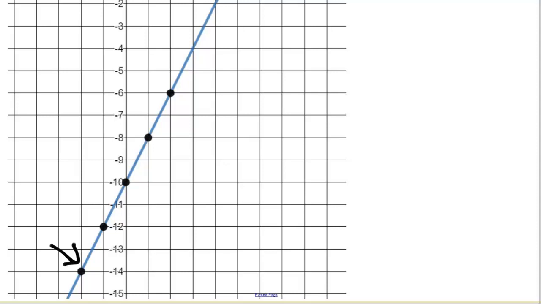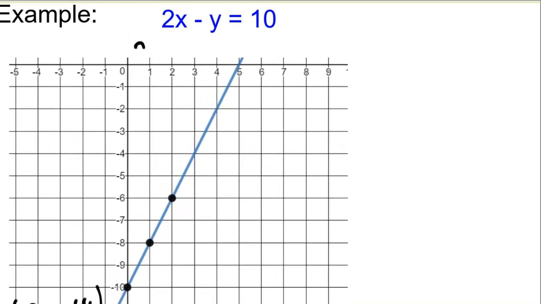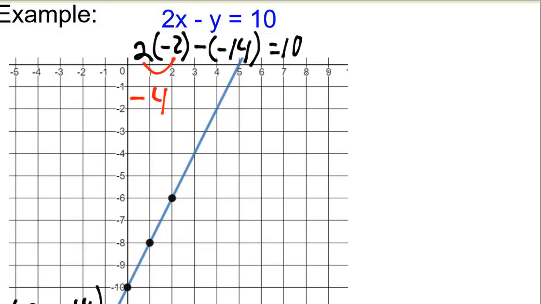This is in the negative for both x and y. So we end up with a negative 2 for x and a negative 14 for y. So we're going to substitute those back in. So 2 times negative 2 minus negative 14, and that should still equal 10. The first multiplication here is 2 times negative 2, which is negative 4. And we have a negative times a negative, which is a positive 14. A lot of people overlook that. They leave this as a minus 14 here. And this becomes 10. We can see that negative 4 plus 14 is 10. So 10 equals 10 means that that point also checks out.